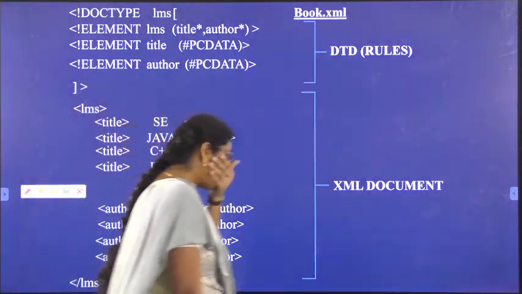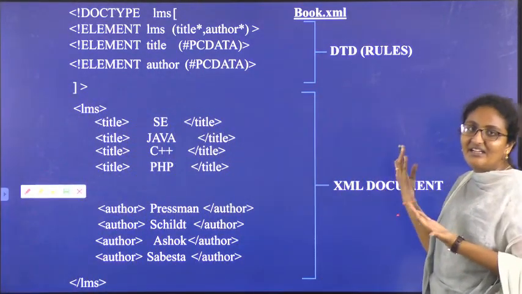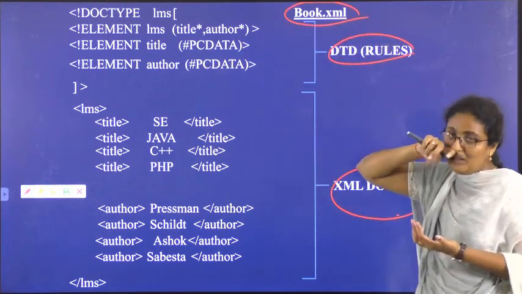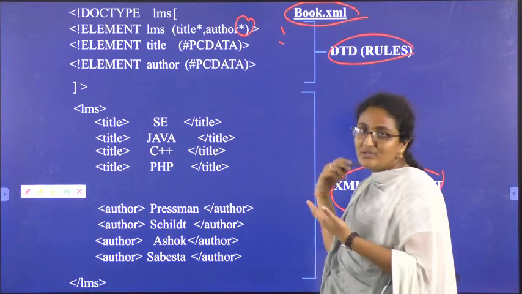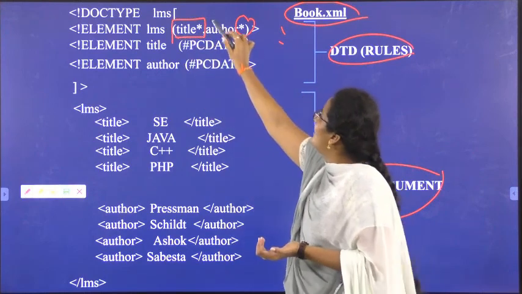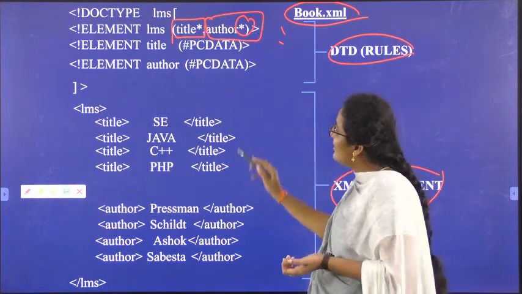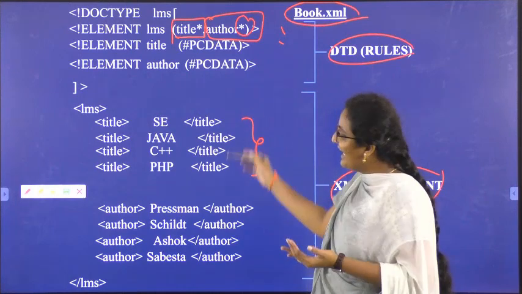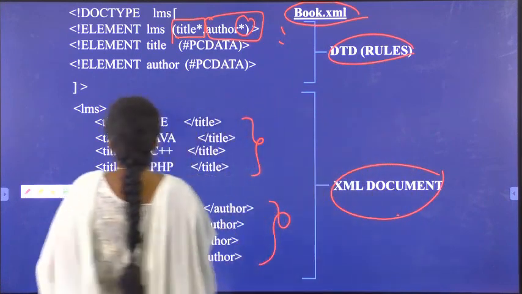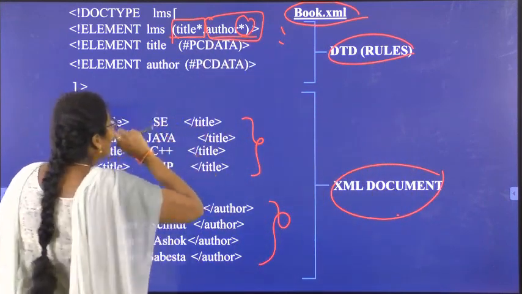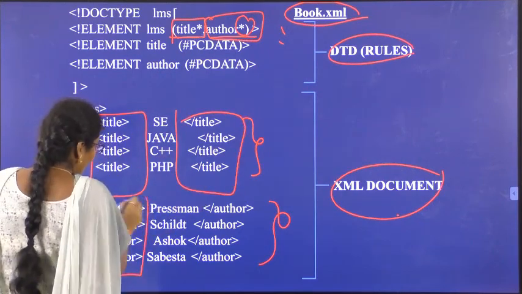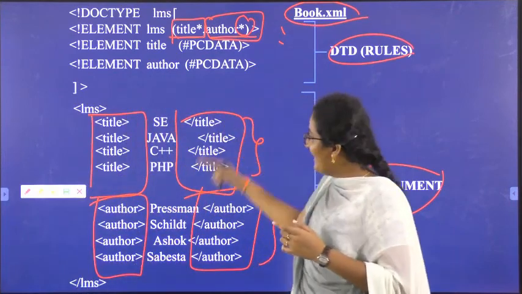So if you see, this is an internal DTD. So DTD rules and XML document is stored in same book.xml. I am using asterisk symbol, which means I can use n number of times the same thing. Here for title I have used separate asterisk. For author I have used separate asterisk. So in the program also, title I have used n number of times, author I have used n number of times. So what is the difference? When I have given separate asterisk symbol for both the parameters, that parameters are used n number of times separately. So that parameter is used n number of times separately.